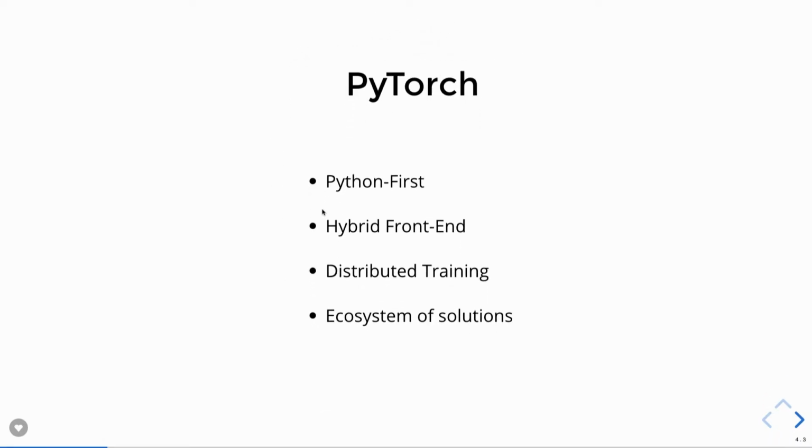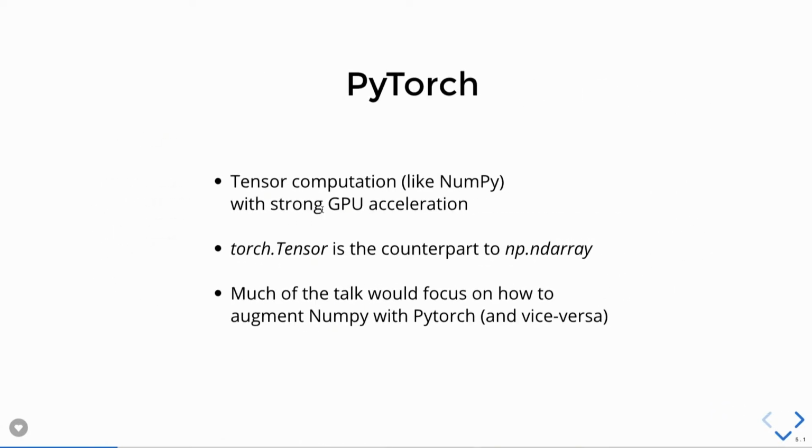Part of the appeal for PyTorch is that it's Python first, as compared to some other deep learning frameworks out there. It provides you a hybrid front end, which means you can write Python as well as C, and the same code would execute. It supports distributed training, and it has an ecosystem of solutions and so on. Just to give a top-level picture.